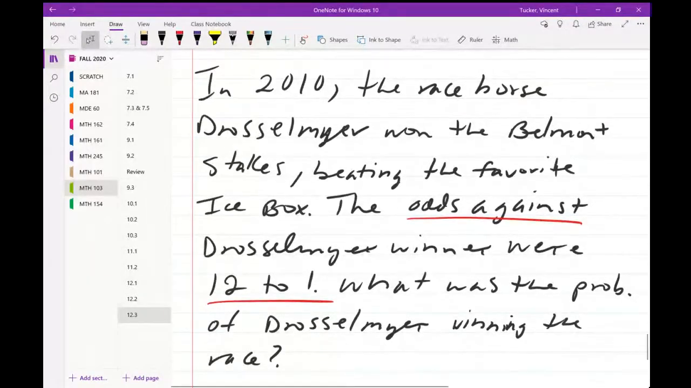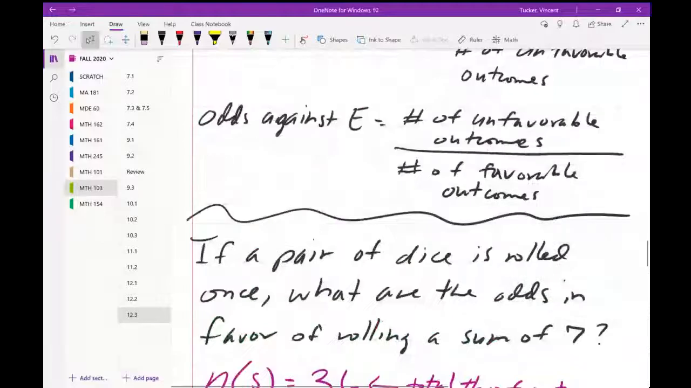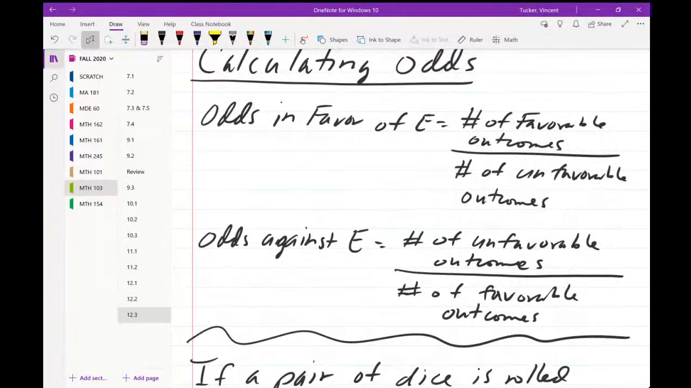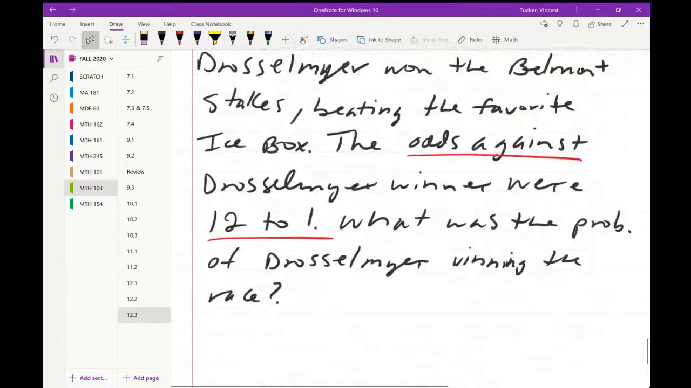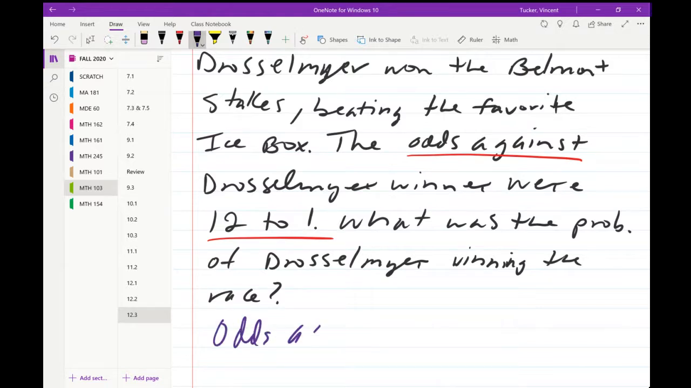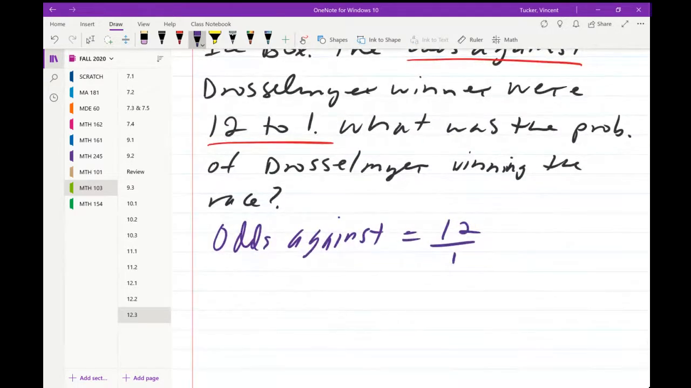So if we go back to the notes, the difference between odds against and odds in favor is that all you're doing is flipping your numbers. Odds in favor is favorable outcomes over unfavorable. Odds against is unfavorable over favorable. So let's go back to what we have here. We got odds against is 12 to 1. So it means odds in favor is 1 to 12.